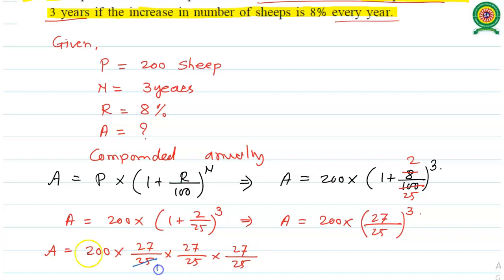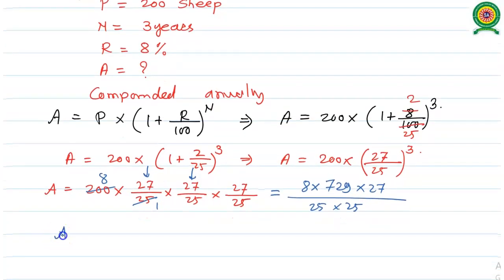Now we know 25 eights are 200, so that we remain with 8 into 27 into 27. We are getting 729. One more 27 we have in the numerator, divided by 25 into 25. Try to simplify it.